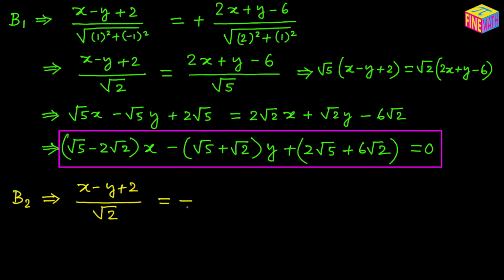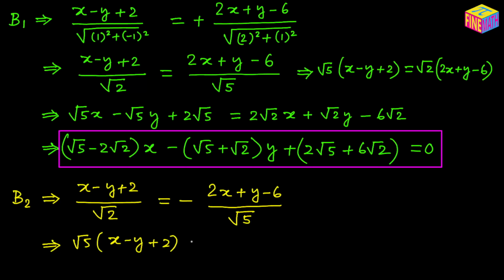this time I am taking a minus sign. Carefully make a note of that. I am taking a minus sign, then it will be (2x + y - 6) over square root of 5, and from here if we do the cross multiplication, so this would be square root of 5 times (x - y + 2), and then on the right hand side it would be negative square root of 2 times (2x + y - 6).